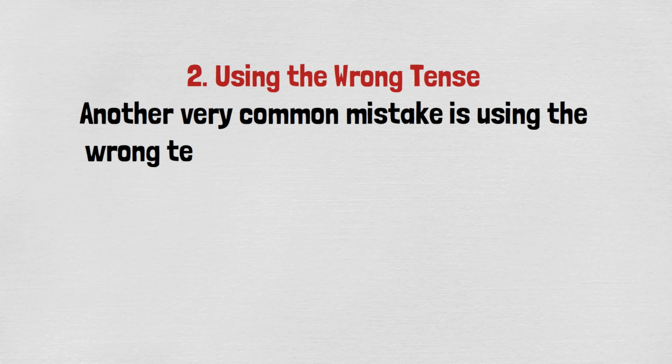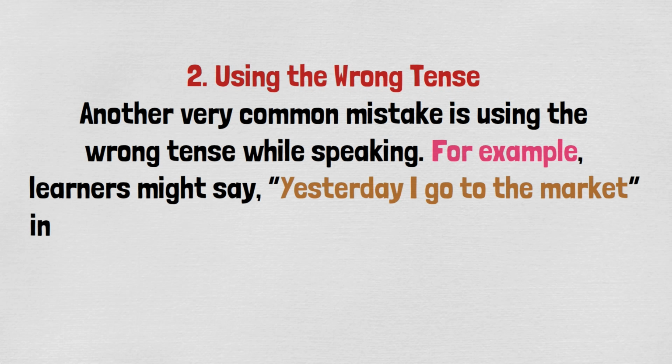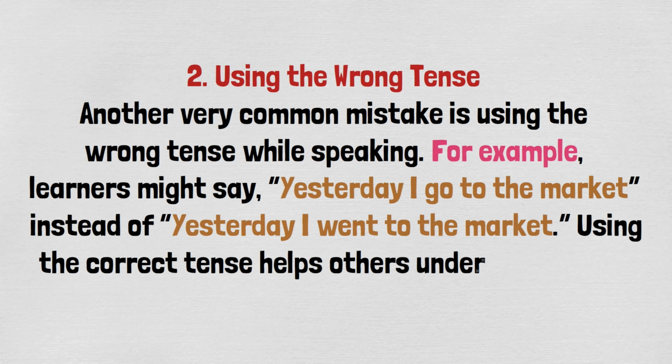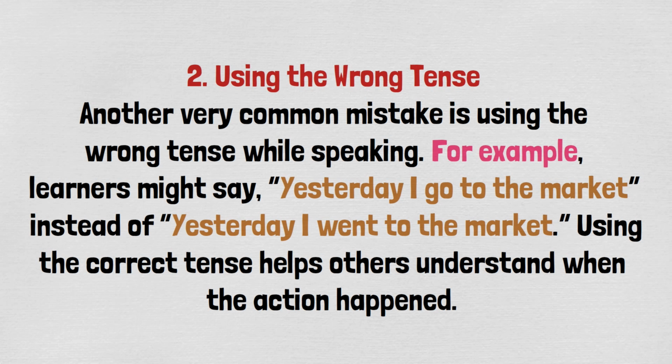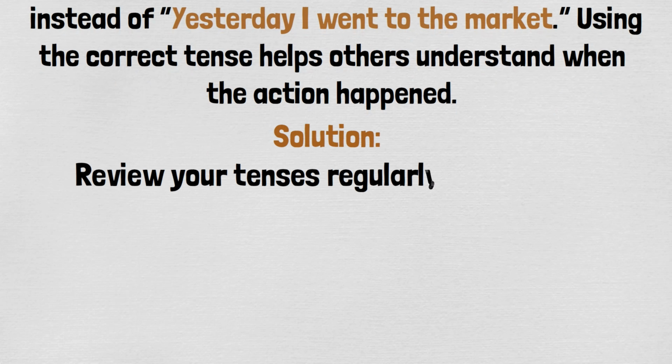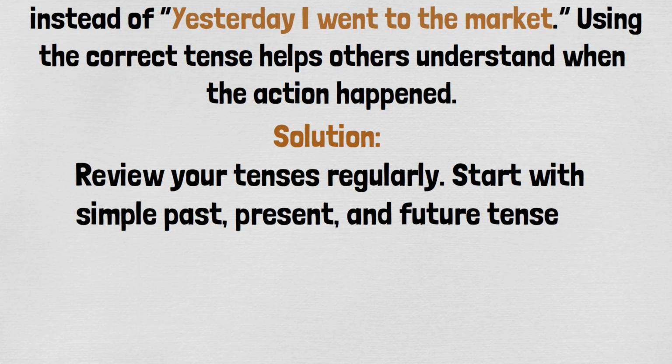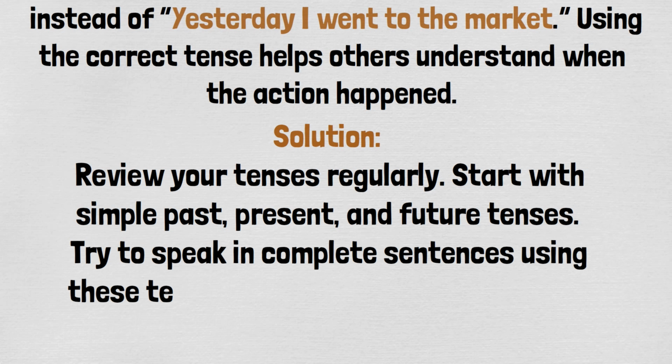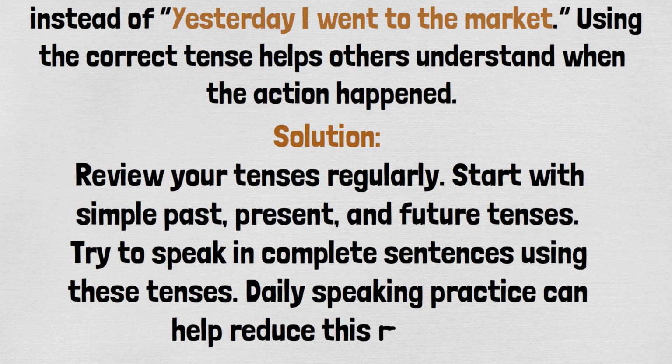2. Using the wrong tense. Another very common mistake is using the wrong tense while speaking. For example, learners might say, "Yesterday I go to the market," instead of "Yesterday I went to the market." Using the correct tense helps others understand when the action happened. Solution: review your tenses regularly. Start with simple past, present, and future tenses. Try to speak in complete sentences using these tenses. Daily speaking practice can help reduce this mistake.